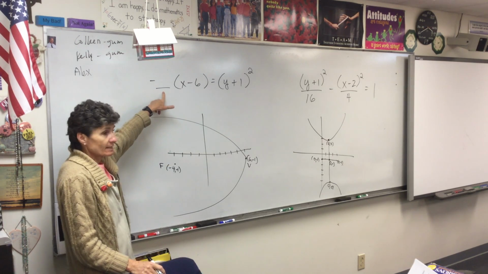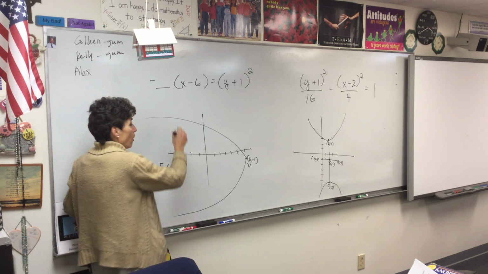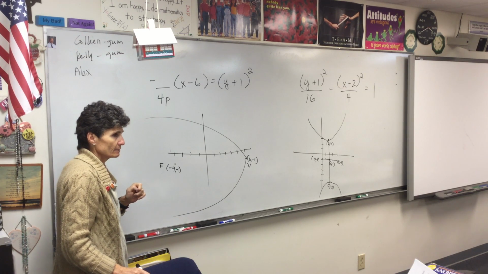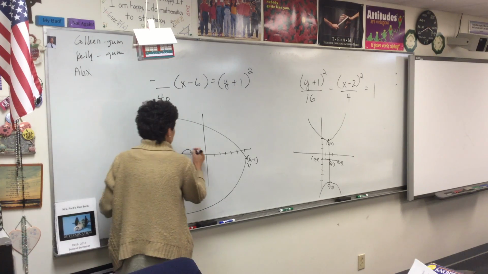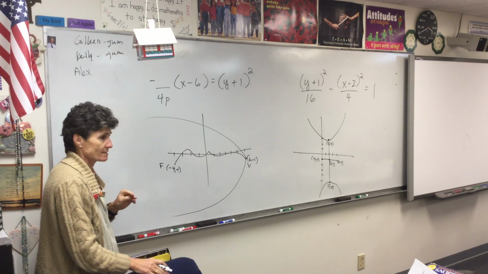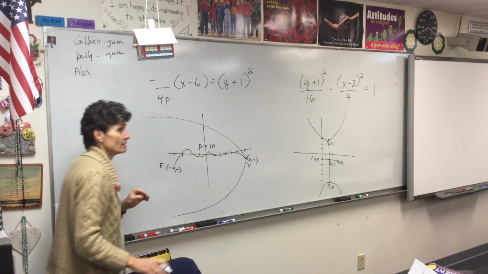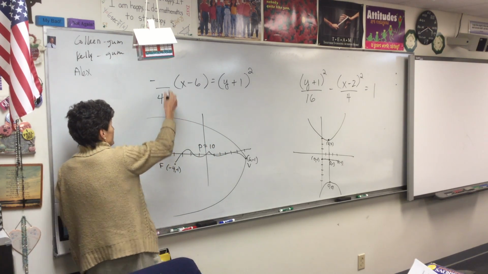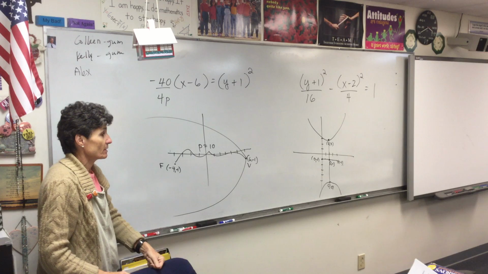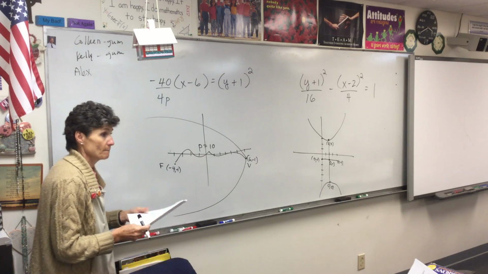Now, the only thing missing is that number. Do you remember that that number is always 4 p's? And what's p? P is this distance. It's big this time. It's not usually that big. That's a big distance. What is that distance? 10. So if P is 10, then 4P will be 40. And there's an equation of your parabola.